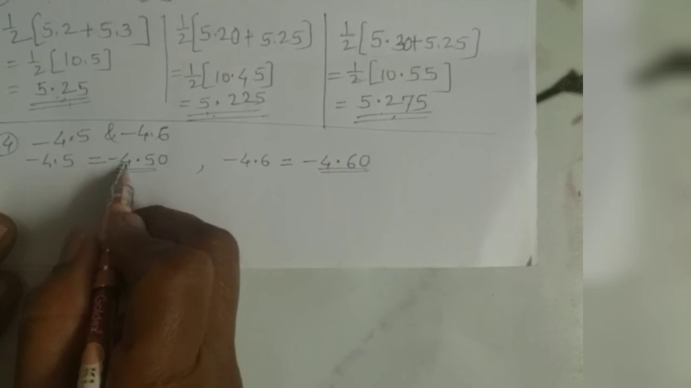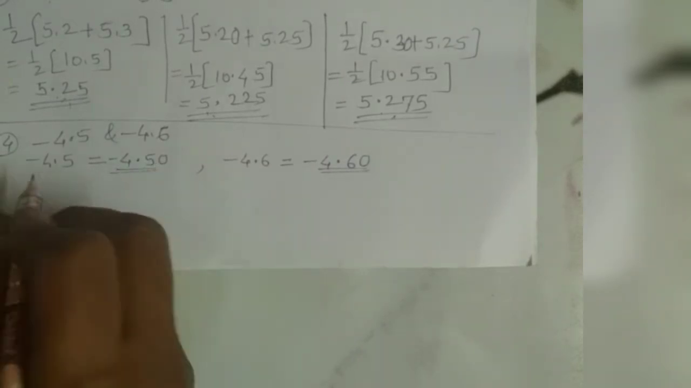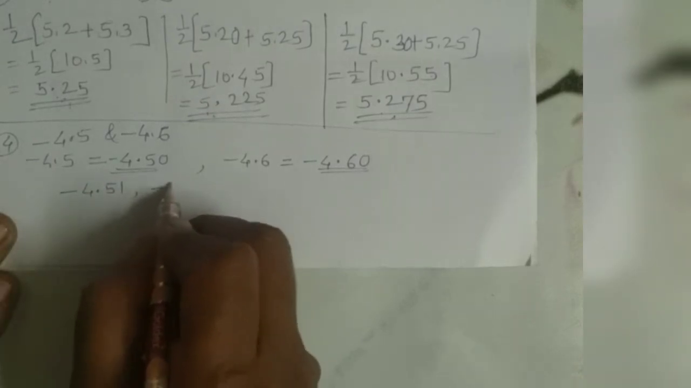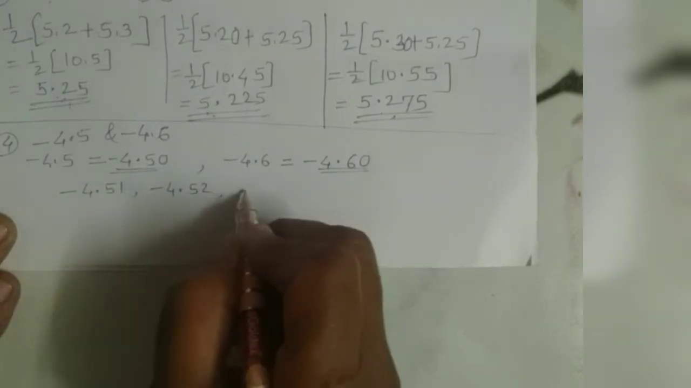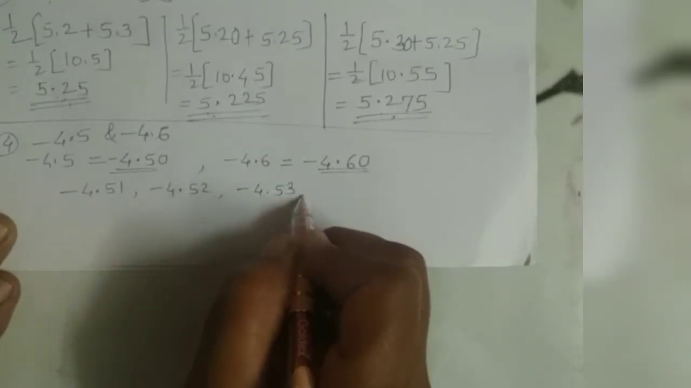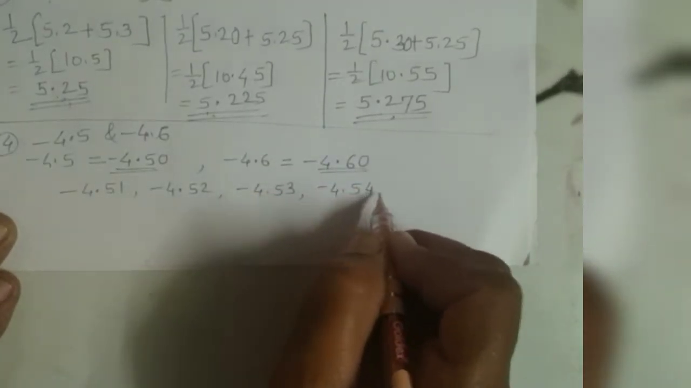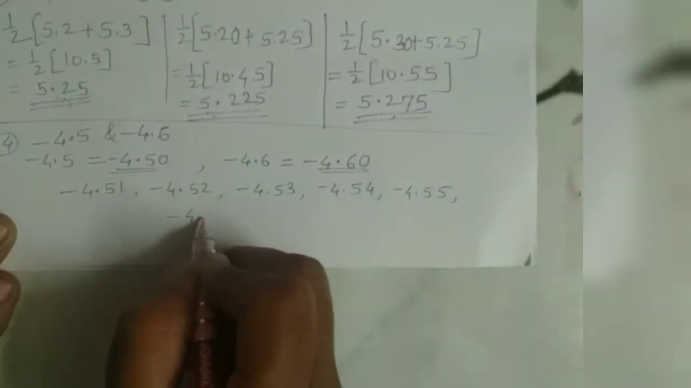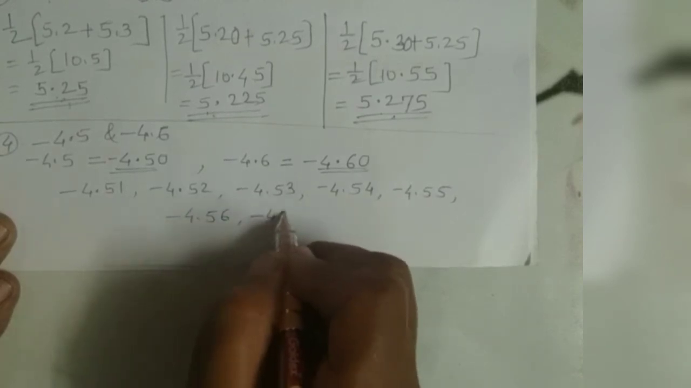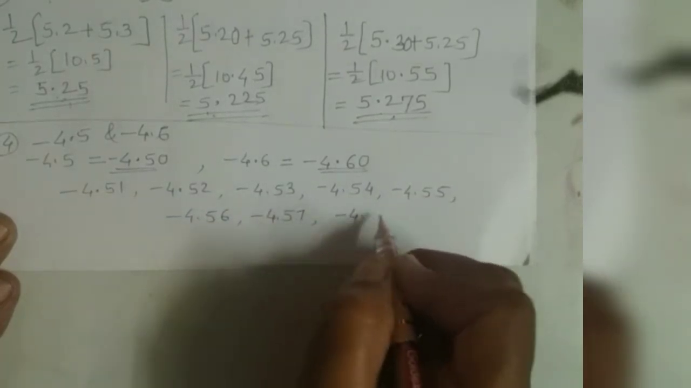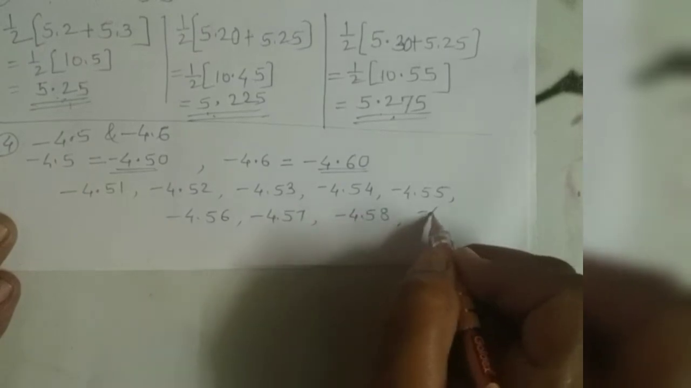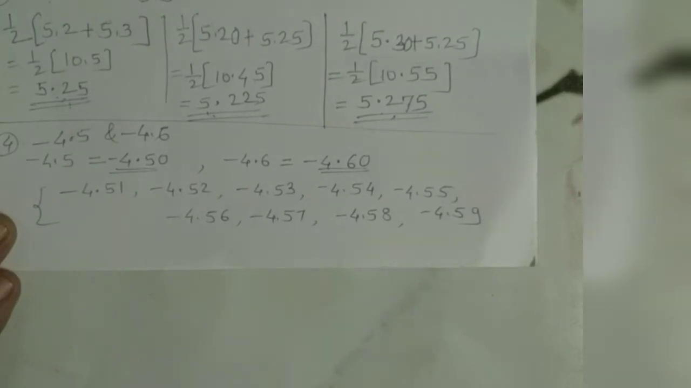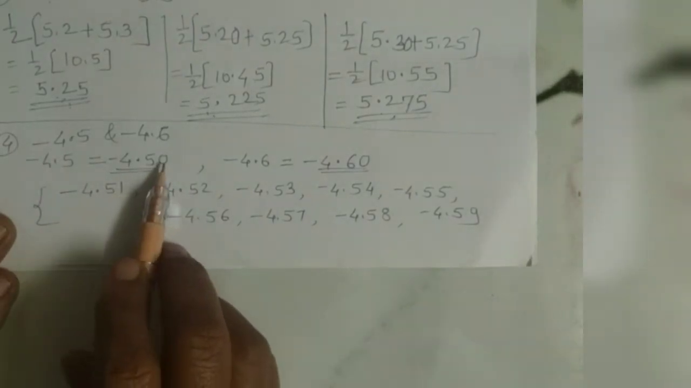Like this way, after negative 4.50 we can write negative 4.51, negative 4.52, negative 4.53, negative 4.54, negative 4.55, negative 4.56, negative 4.57, negative 4.58 and negative 4.59. These are the numbers when we consider only a single zero here.